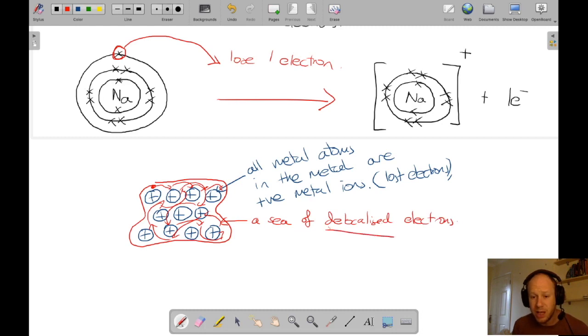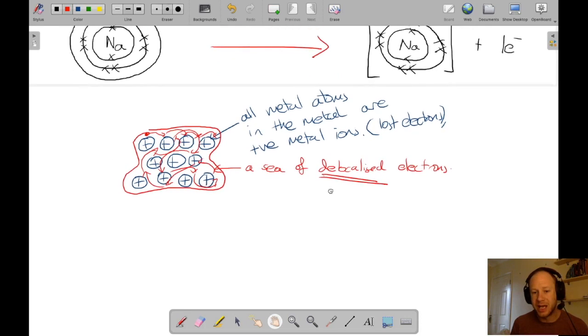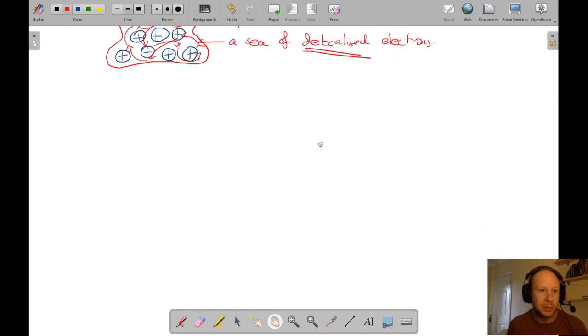This word delocalized means that they're not stuck around an atom anymore. They can go wherever they want. And this idea of lots of positively charged particles held together by negative electrons explains a lot of the properties that metals actually have. So, let's have a look at some of the properties of metals and think how this structure that we've described here of what a metal looks like is explaining what the property actually is.